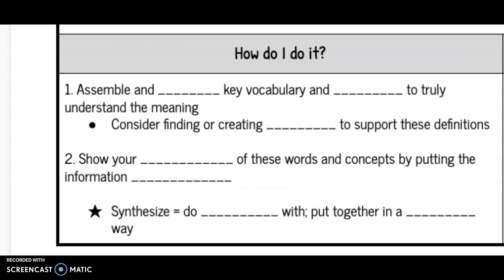Let's talk about the 2 short steps to be able to do this task. Number 1, you'll want to assemble and define key vocabulary and concepts to truly understand the meaning. You would consider finding or creating examples to support these definitions. Examples can be a really good way to show your understanding of something. Number 2, you would show your understanding of these words and concepts by putting that information together. And that really is what the synthesized part is. So when we synthesize something, this means that we're doing something with that information. We're putting together that information in a creative way.